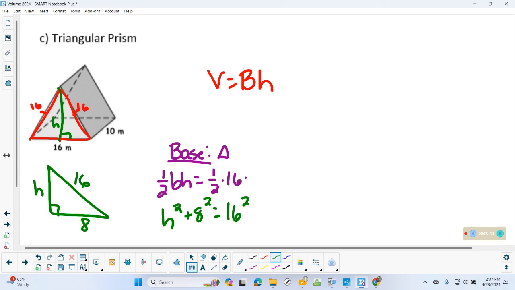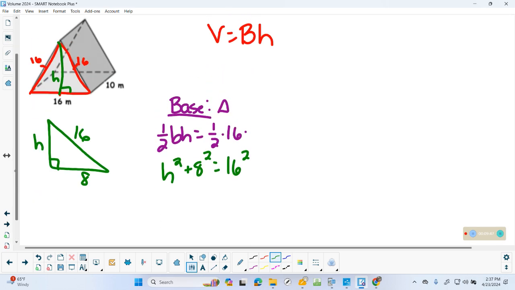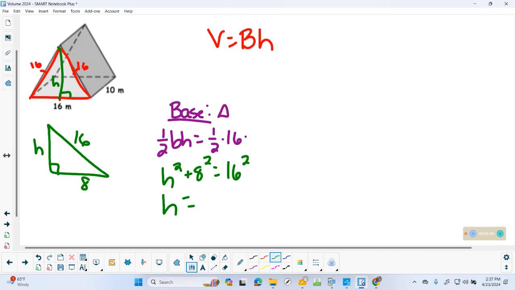Now you guys are great at solving Pythagorean theorem. I'm going to give you a second to figure it out. I'm just going to scroll this up a little bit so I'm not way at the bottom. What do you have for your height? You should have, say again? Agreed.